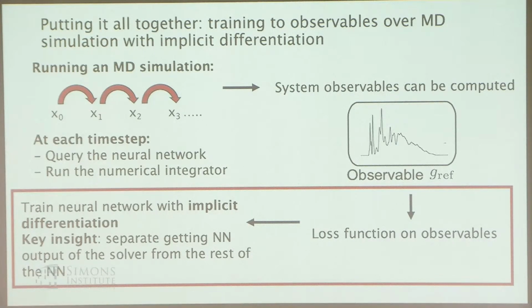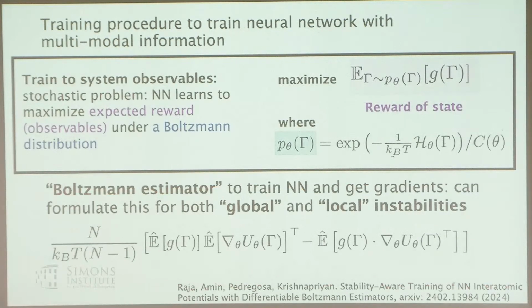And so the full simulation is that you run this MD simulation, you compute something and take a loss function, and you use this idea of the implicit function theorem to train the full model and use all of the information that you might have. So this is the learning objective that we're trying to solve, and you can see the full derivation in the paper. This is essentially what we call a Boltzmann estimator, which allows us to get gradients to train the neural network with both DFT data and simulation data.